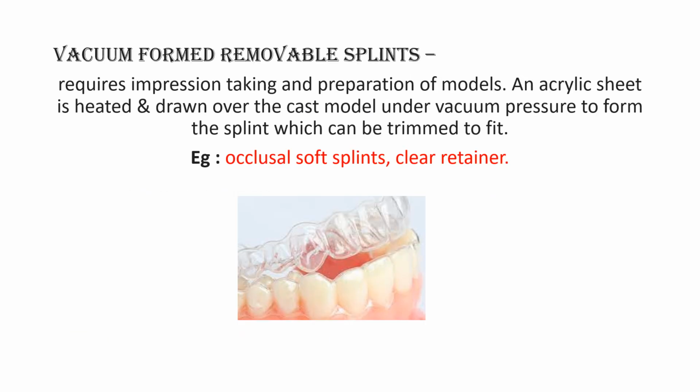Vacuum-formed removable splints. It requires impression taking and preparation of models. An acrylic sheet is heated and drawn over the cast model under vacuum pressure to form the splint, which can be trimmed to fit. Examples include occlusal soft splints and clear retainers.